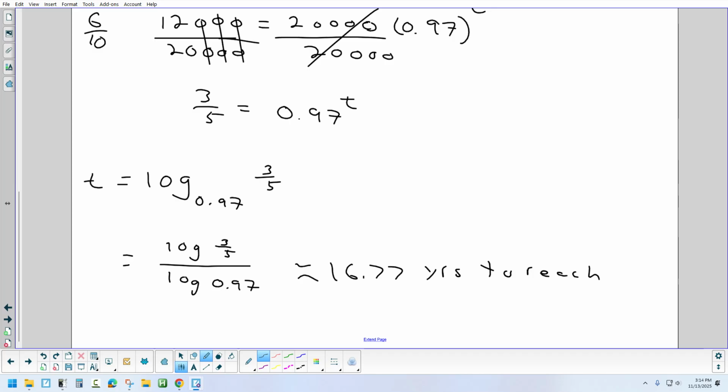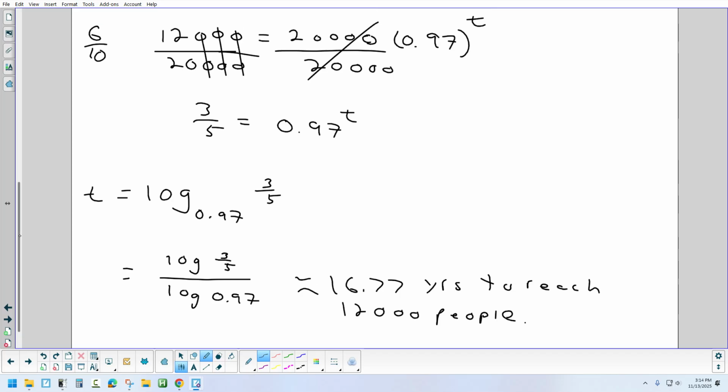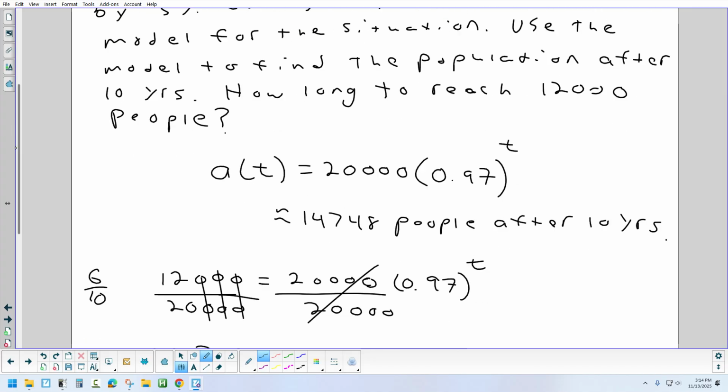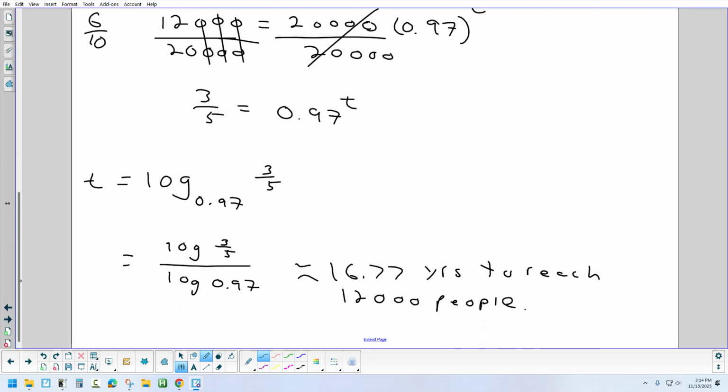To reach, what was it, 12,000 people. Now, we are assuming that the same percentage of people drop every year. If it changes from 3%, then this wouldn't be accurate. Okay, but we're going to assume the 3% is constant.